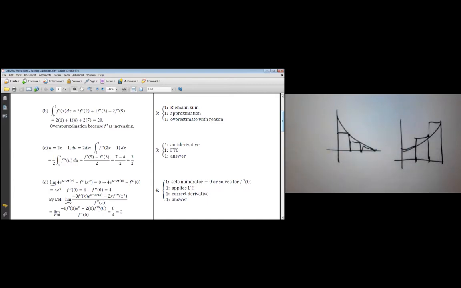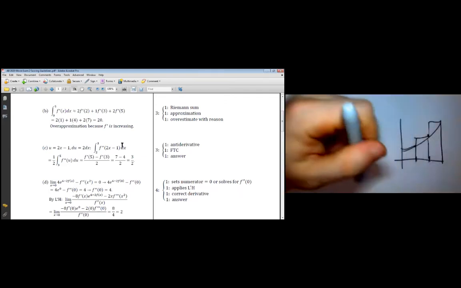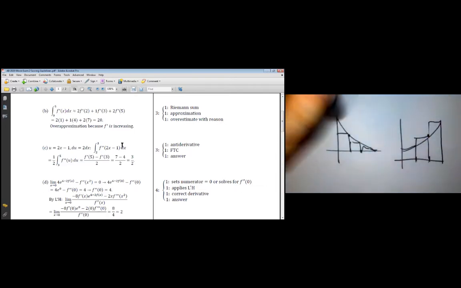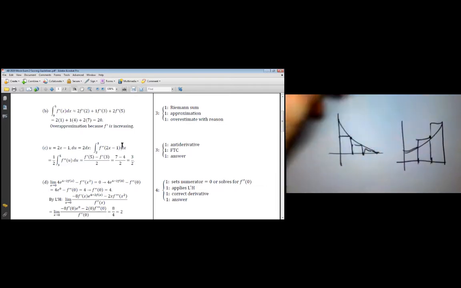So if it's going to be an over, your justification is that the function's increasing or decreasing. So this one is an over approximation because the function is increasing. And you figure out that it's increasing just by looking at the table values. The y values are getting bigger as you go, so that makes it increasing. Whereas if the y values are getting smaller, then you can say it's decreasing.